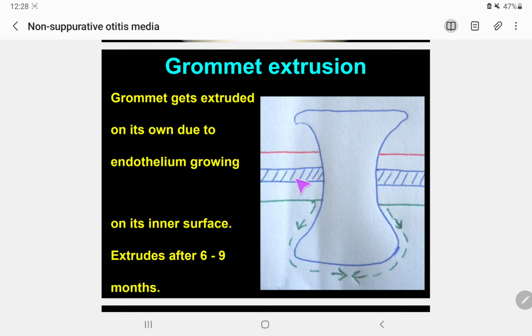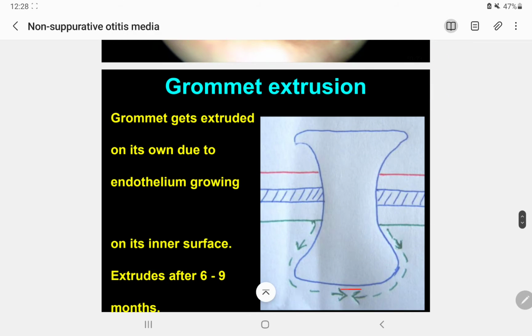So these are the three layers of the tympanic membrane, and we have inserted a grommet successfully. What happens is it will cause aeration, right? So otitis media with effusion, drainage, and the pressure will be equalized. After this, the endothelium will overgrow the grommet. It will grow, and eventually it will push the grommet out, on its inner surface.